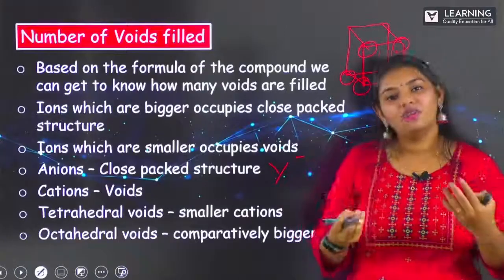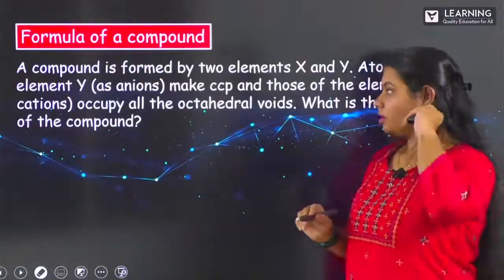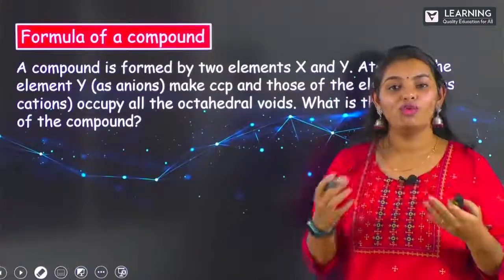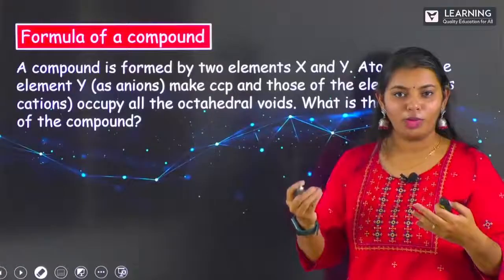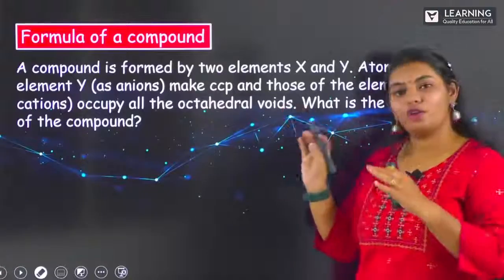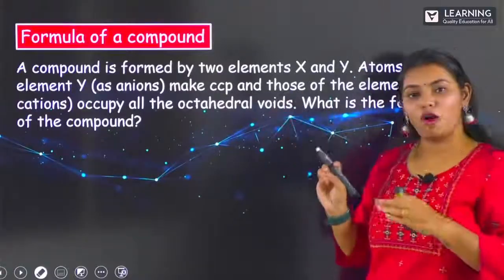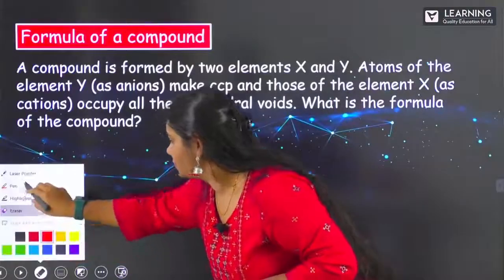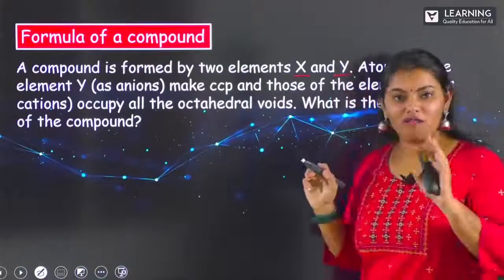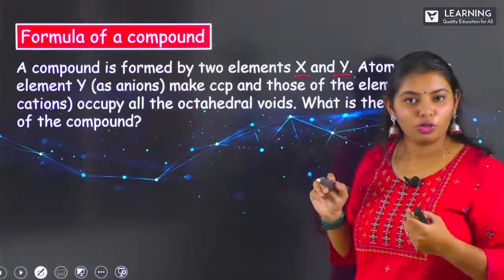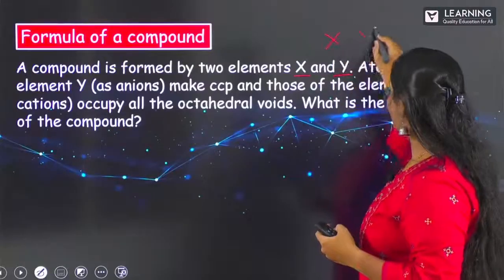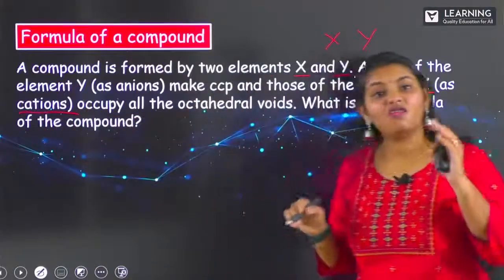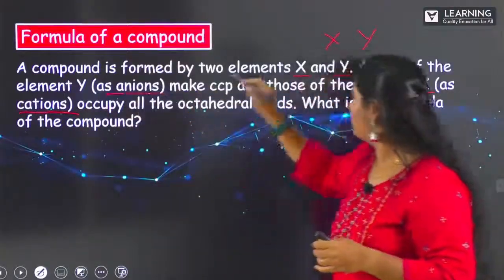So how exactly can we know the number of voids that are being filled? Now we have a problem in front of you. How will we find out the formula of the compound? Here it is given that a compound is formed by two elements, X and Y. What information have they given about the two elements? The X element is going to be a cation and the Y element is going to be an anion.